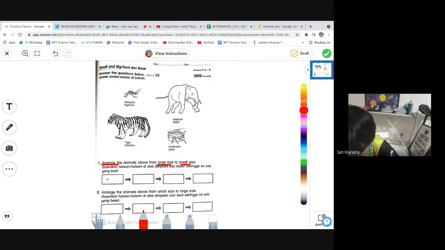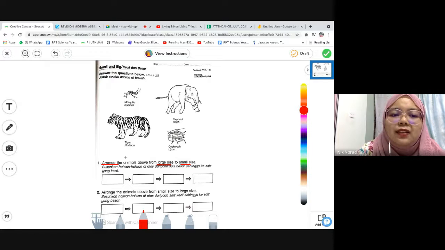This one is in Seesaw, not in your book. This one is my own book. So teacher wants to check your analyzing skill. That's why teacher uses this activity. So read the question, observe the animals properly. The first question asks you to arrange the animals from large, large is big, to small.